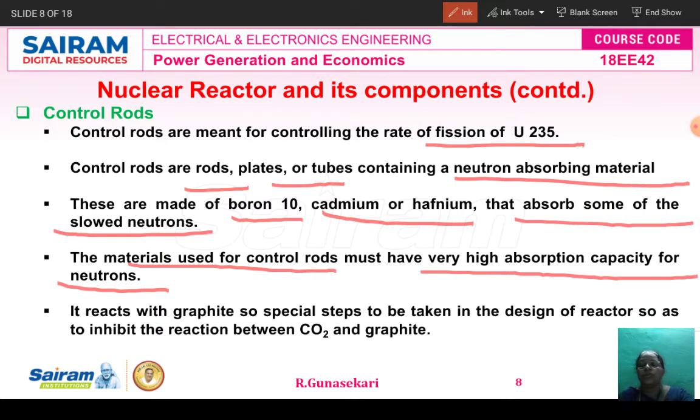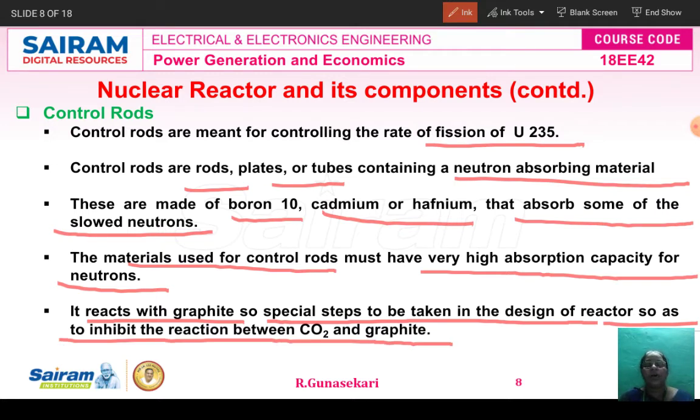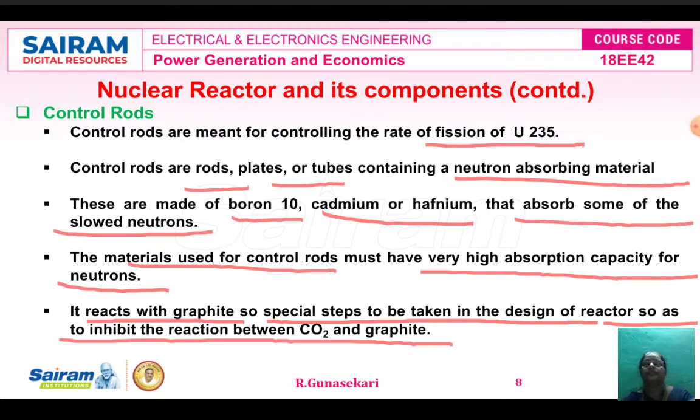The control rods react with the graphite. Therefore, special steps have to be taken in the design of the nuclear reactor to inhibit the reaction between the carbon dioxide CO2 and graphite.